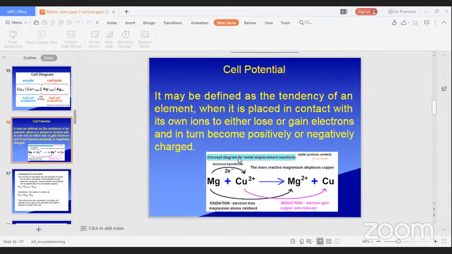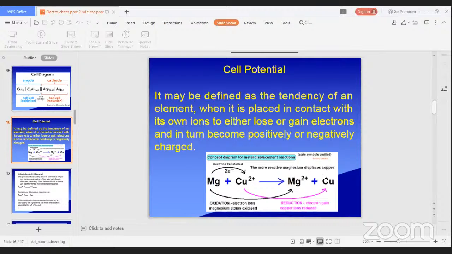E naught for magnesium to magnesium 2 plus gives some value, y. Magnesium to magnesium 2 plus is called the oxidation potential, and copper 2 plus to copper is called the reduction potential. So these two types of potentials will be developed.